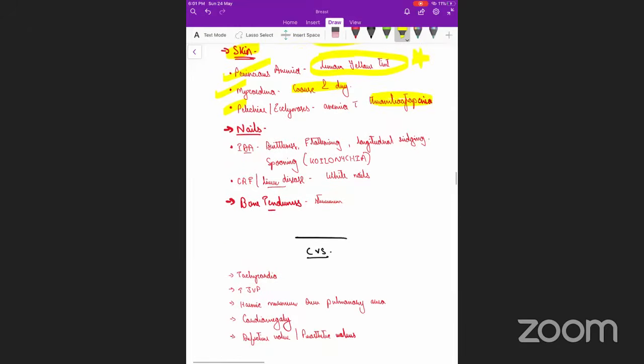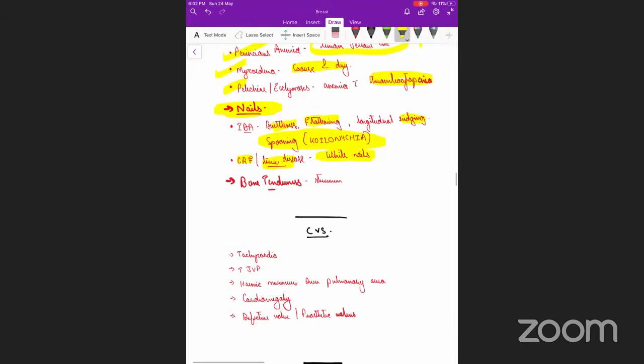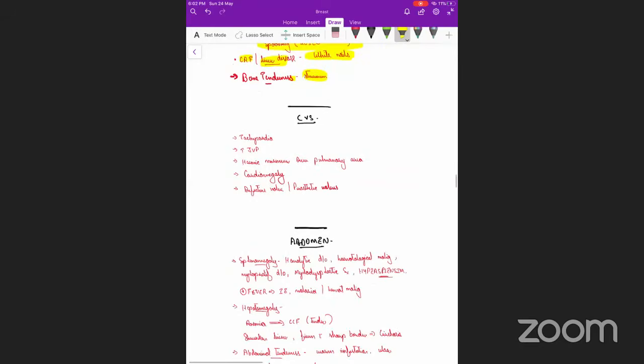Then nails, very important is examination of the nails. Because in iron deficiency anemia, you will have brittle nails or flattening of nails, longitudinal ridging, or you can find spooning, koilonychia. In case of chronic renal failure or liver disease leading to anemia, we can see white nails. Bony tenderness in the sternum, again suggestive of bony infiltration.